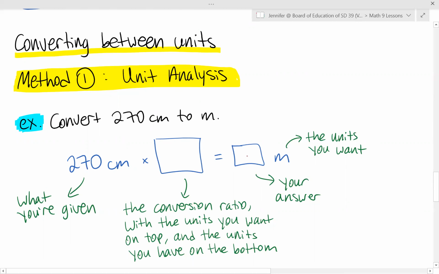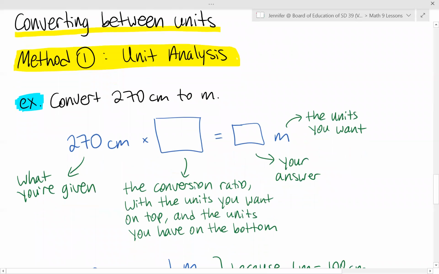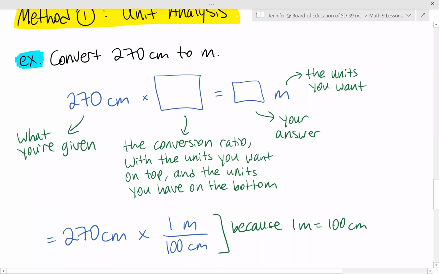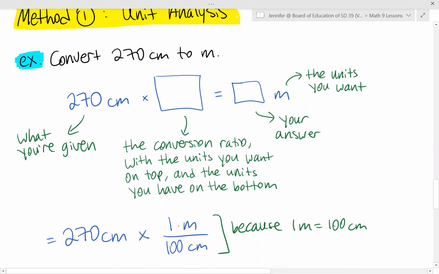So we're going from centimeters to meters. So we have centimeters here and meters over here. But now we have to fill in those boxes. So the conversion ratio in this case is 1 meter over 100 centimeters because we know 100 centimeters is in 1 meter. How do you know which one goes on the top and which one goes on the bottom?